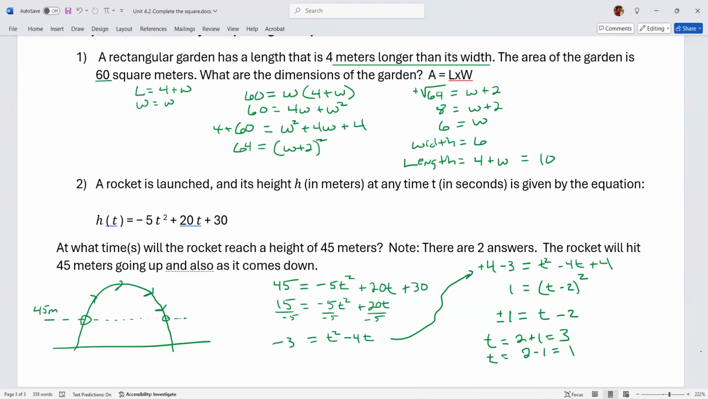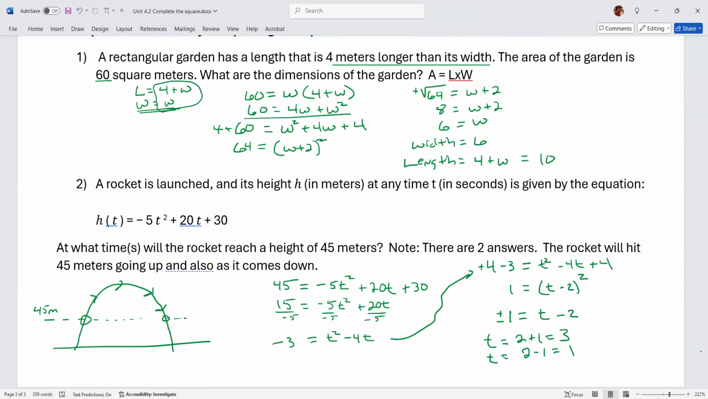But the key thing is I've got to only use one variable in my equation. So width, they didn't say much about, so I'm just going to use W for the width. But for length, it says that it's 4 more than the width. So I'm going to rewrite length as equal to 4 plus W. And so I'm going to use these two values because they only contain a W for length and the width. So 60 is equal to length times width. I'll do the width times (4 plus W). If I distribute, I get this, and now I'm set up right here to go ahead and complete the square.